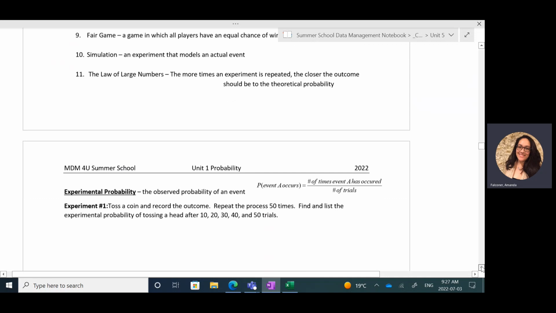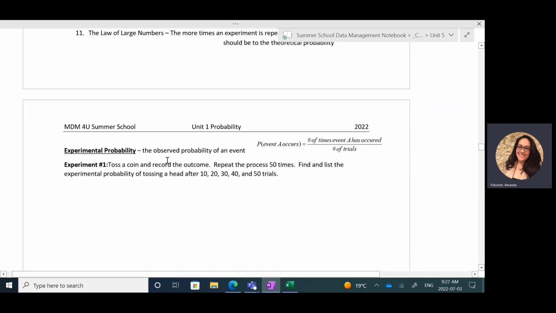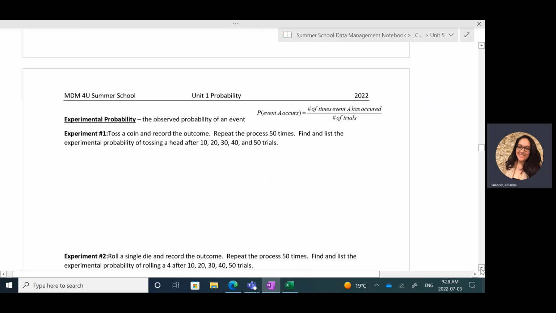So our first formula for probability is the experimental probability formula. The probability of an event A occurring is the number of times event A has occurred out of the number of trials. So we're going to do an experiment here, using results from my previous class. We've got toss a coin and record the outcome. Repeat the process 50 times. Find and list the experimental probability of tossing a head after 10, 20, 30, 40, and 50 trials.